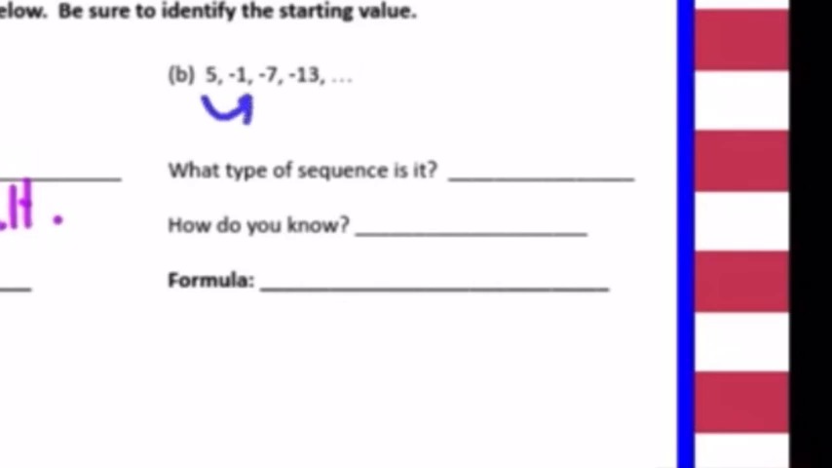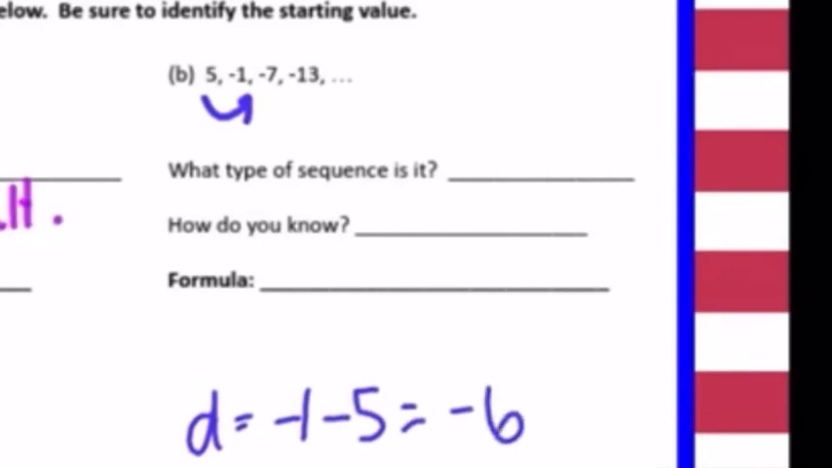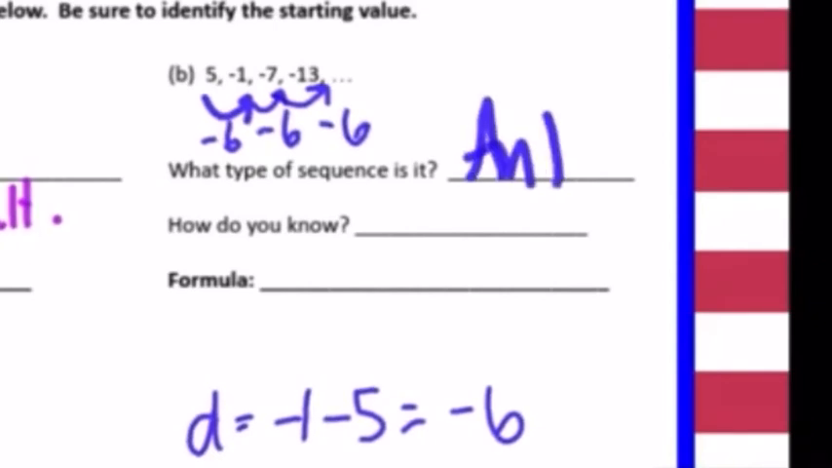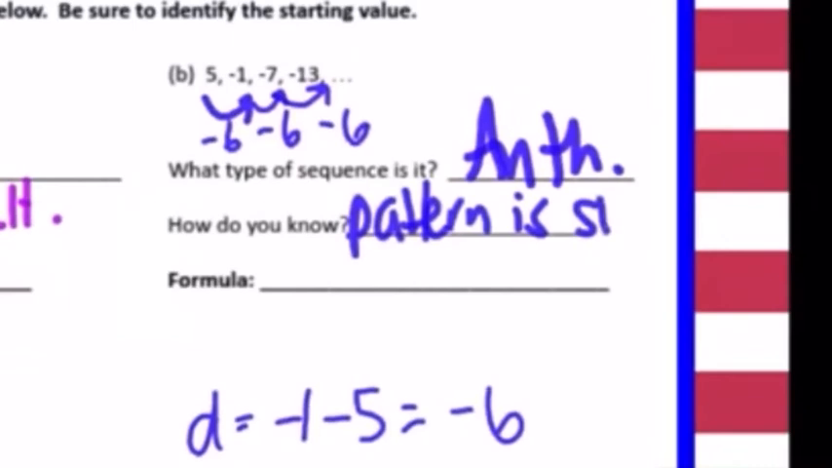And again, you might struggle with this. You might say, all right, d is my second number, which is negative 1, minus my first number, so minus 5, which is negative 6. So let's see, 5 minus 6 is negative 1. Is negative 1 minus 6 negative 7? Yep. And negative 7 minus 6 is negative 13. So you're good. This happens to be an arithmetic sequence. How do you know? We know because our pattern is subtraction.